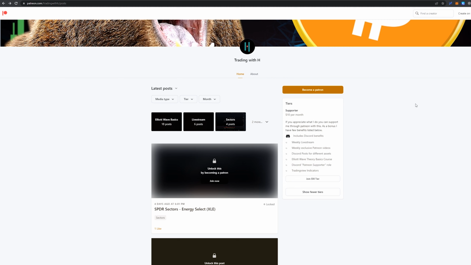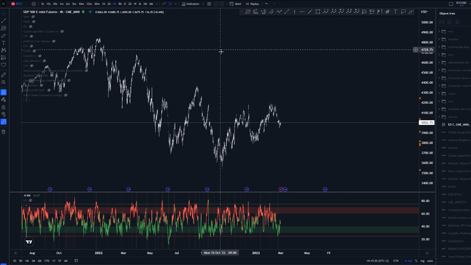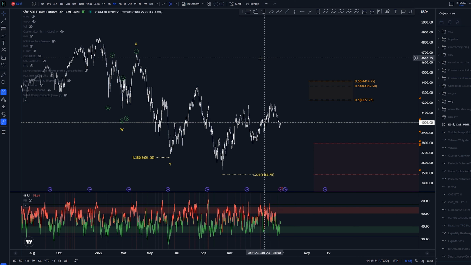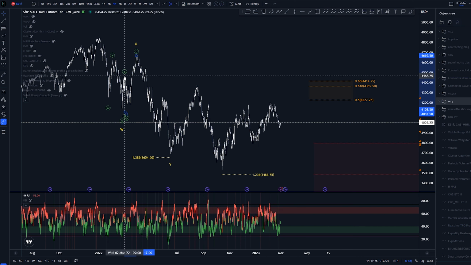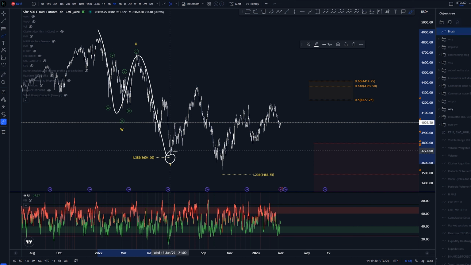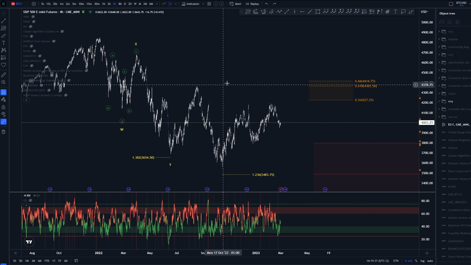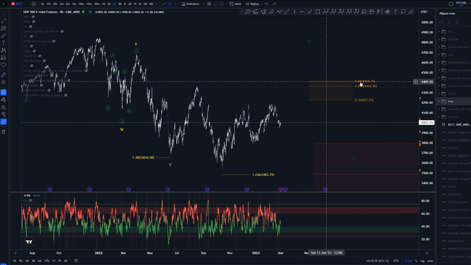Let's get into the charts next. So here we are on the charts of SP500 futures on the 4-hour time frame. Let's take a look at the higher time frame first, just to check in where we are at. Now the overall main idea has been that we've had this as a WXY coming down into the lows of around June 2022, and since then we can have a couple of different views and different variations of this.